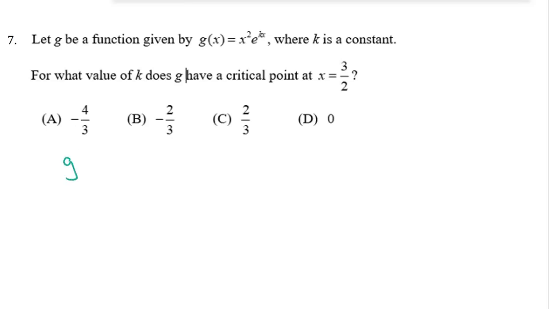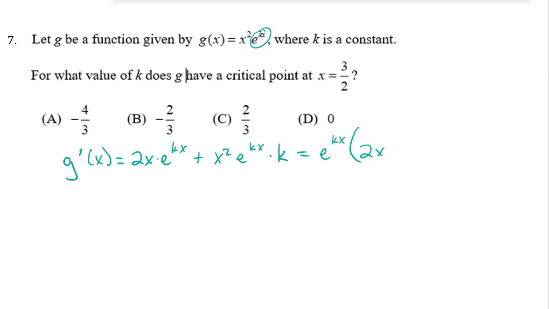So let's find g prime. And what rule are we using? Yep, I know you said product rule. Okay, so 2x e to the kx plus x squared e to the kx times k. I also needed to use the chain rule when I did the derivative of this part. And then I'm going to factor e to the kx out of this. So I have 2x plus k times x squared left over.